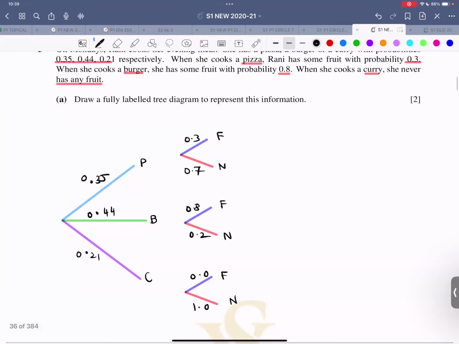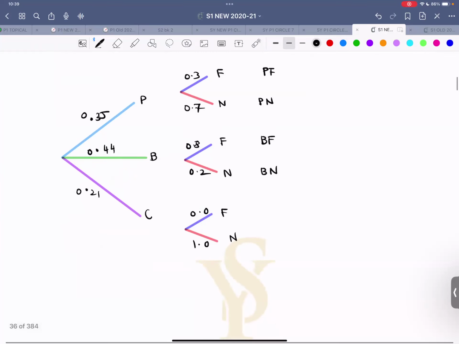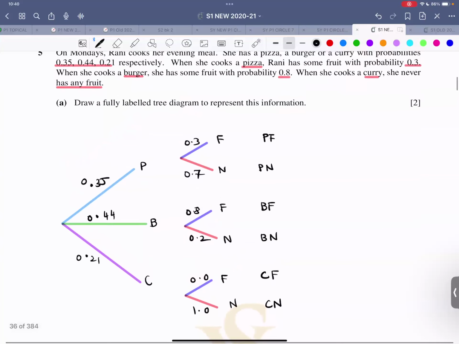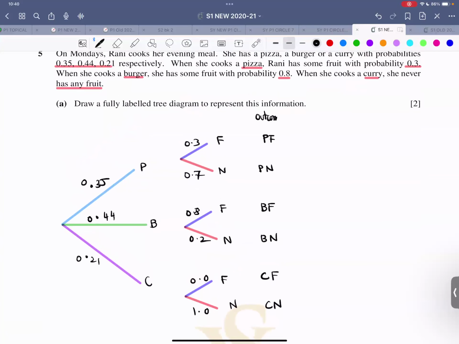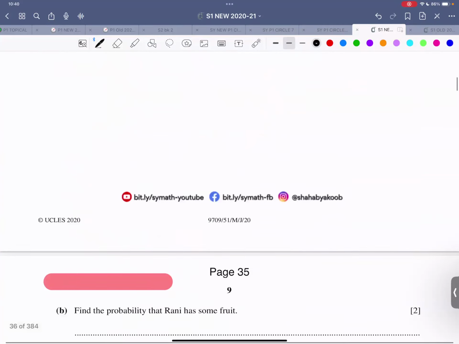For your purpose, you can write pizza and fruit, pizza and no fruit, burger, fruit, burger, no fruit, curry, fruit, curry, no fruit. And then these are the possible outcomes and the corresponding probabilities, whichever one you need, that we will write down later on.